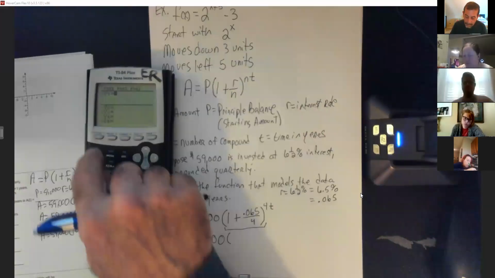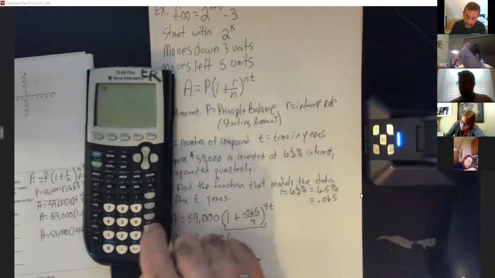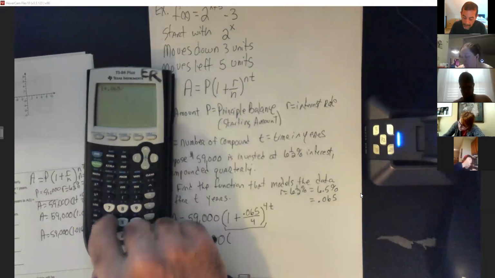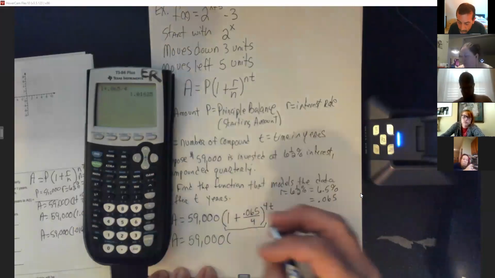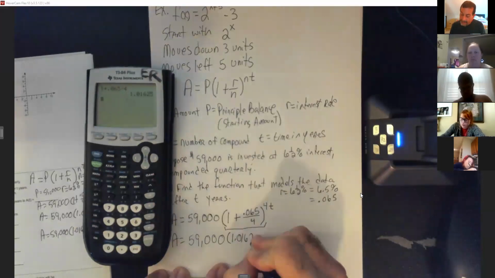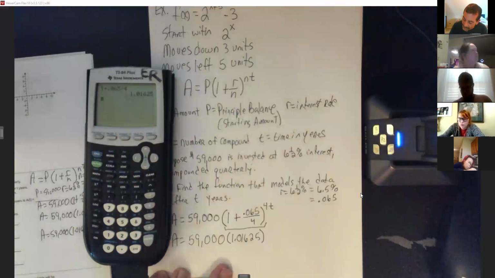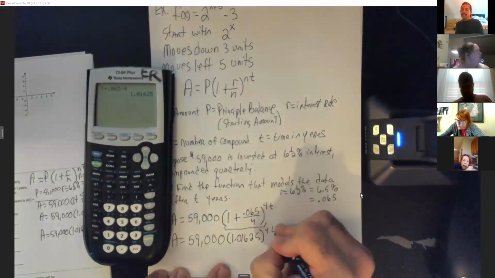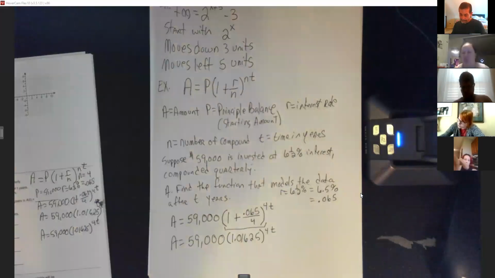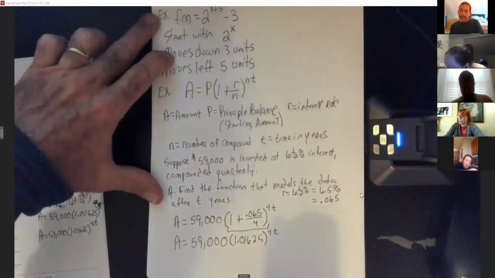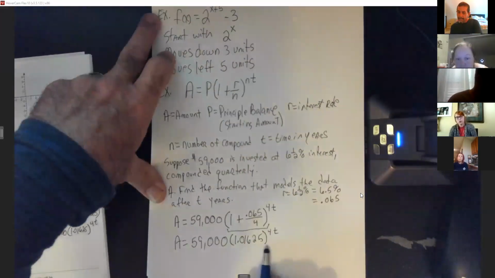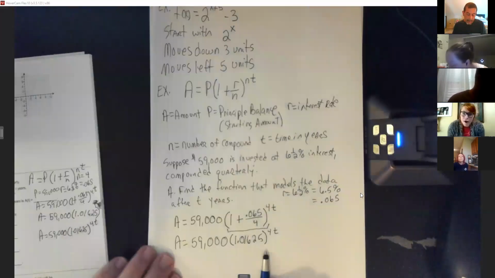Let me clear everything. 1 plus 0.065 divided by 4. That's going to give me 1.01625 inside the parentheses, and then I'll still have my 4T on the outside. Was that all of the decimal places? Yeah, that was all the decimal places. Usually on this, you're going to write everything out, but it shouldn't get too big. Okay, so that was part A.